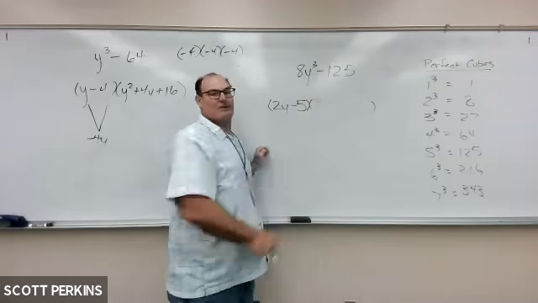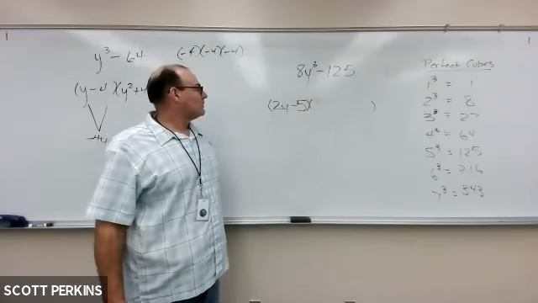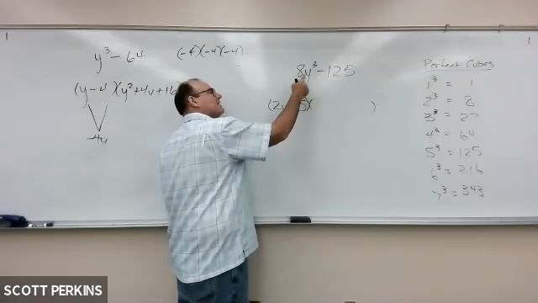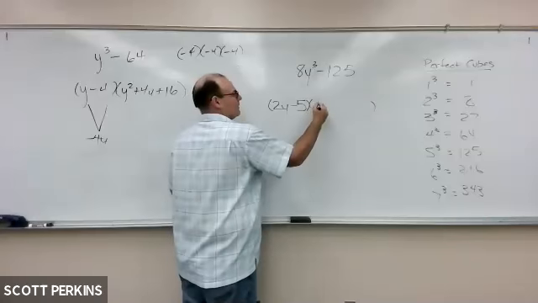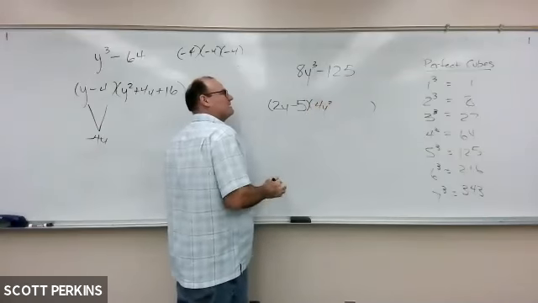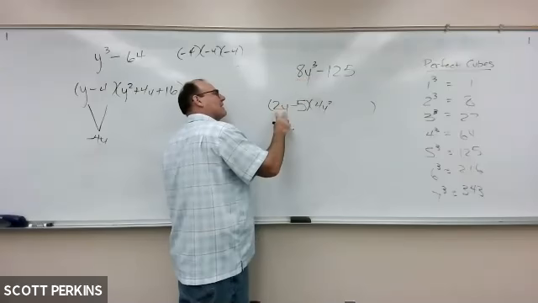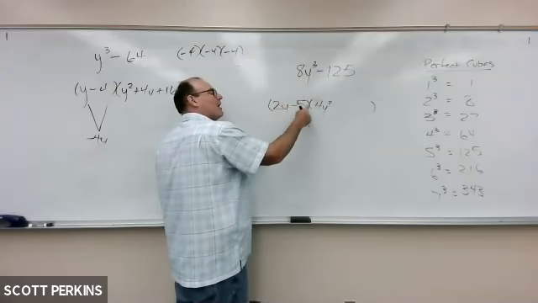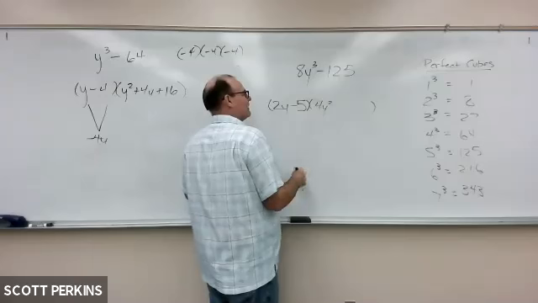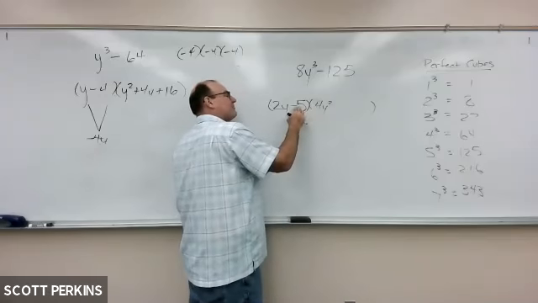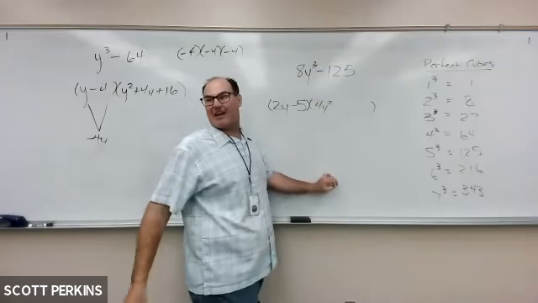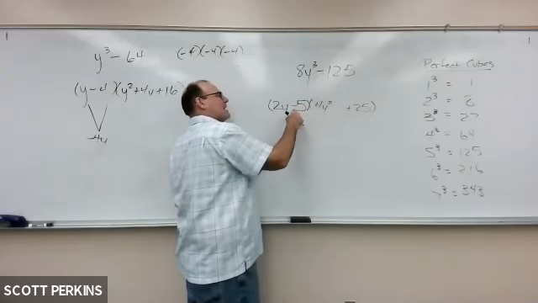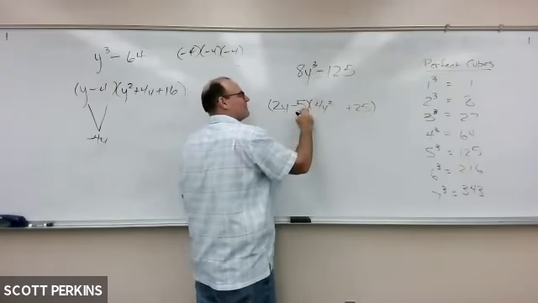Negative 5. So now, what here times 2y is going to give me 8y cubed? 4y squared. Again, if you think about that as division, 8y cubed divided by 2y. 8 divided by 2 is 4. y cubed divided by y is y squared. I'm going to skip the middle. Then what here times negative 5 gives me negative 125? Positive 25, again, a negative divided by a negative. 125 divided by 5 is 25.